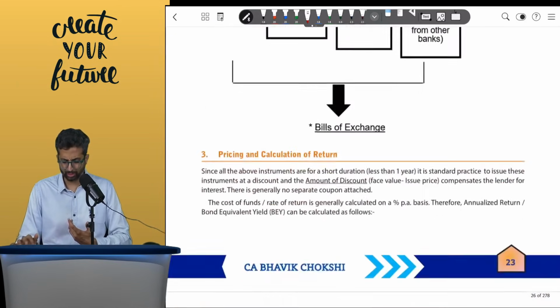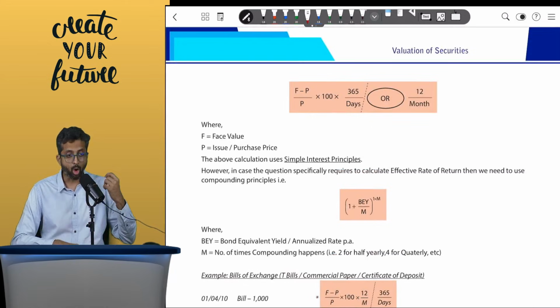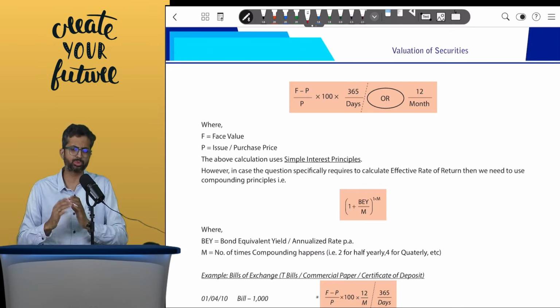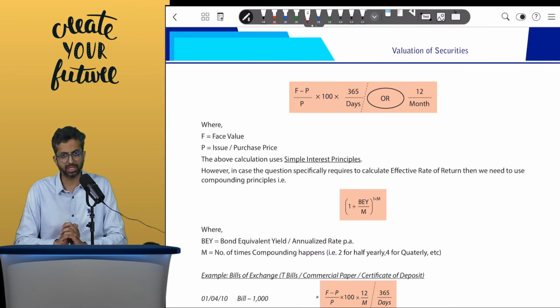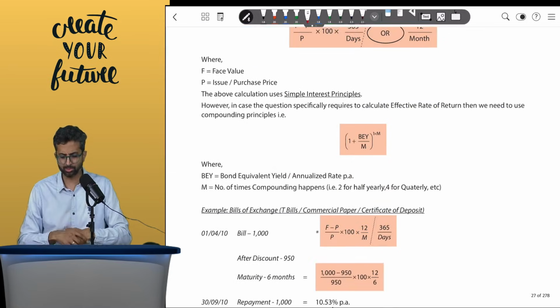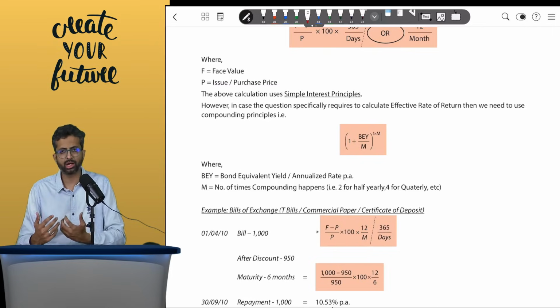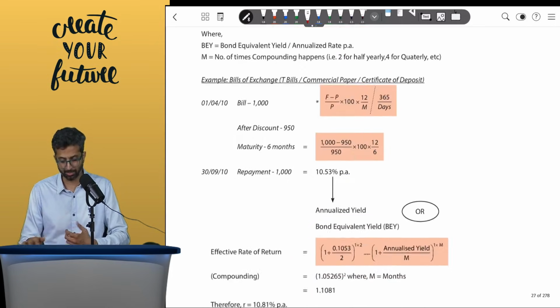The thing that you have to calculate over here is the return, which is also called bond equivalent yield or annualized yield, which is calculated as (F minus P) upon P into 100, on an annualized basis into 365 by the number of days. This will give you the bond equivalent or the annualized yield. Sometimes the question asks you to find the effective interest, in which case you will apply the compound interest formula, that is (1 plus bond equivalent yield upon M) raised to M, minus 1. So over here you can find the effective rate of interest after considering even the compounding effects.